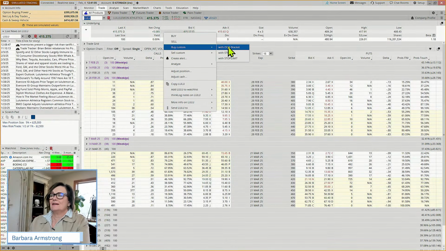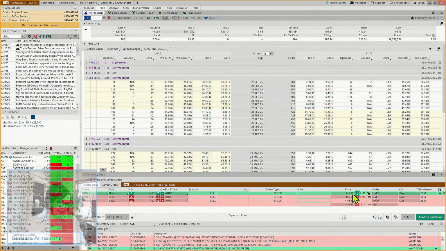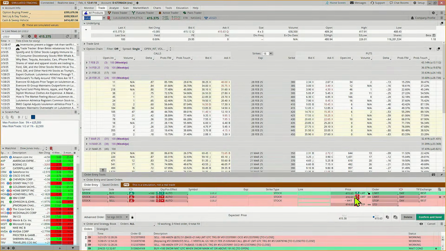We're going to buy custom with an OCO bracket. We're going to put in a target of 499. Oops. And then we're going to manage these as we go. And then we're going to put in an exit of 356 on this one, with the intention of moving it up if the stock continues to move up.